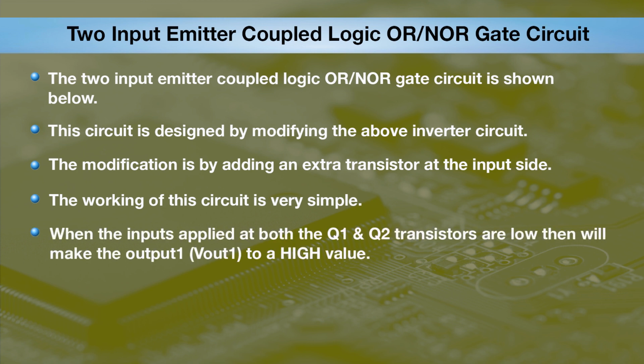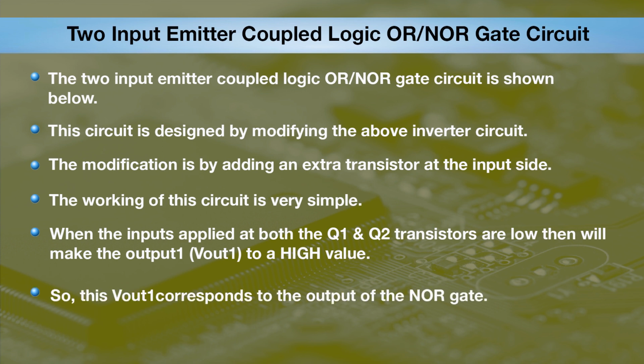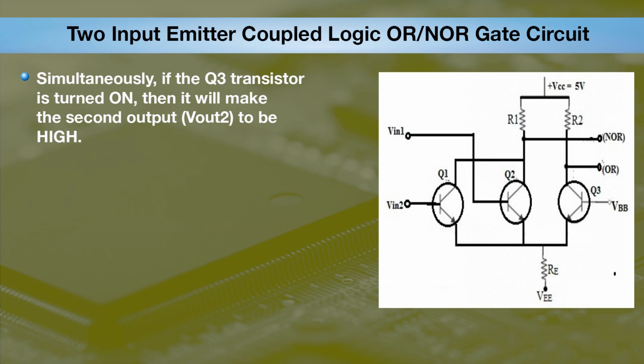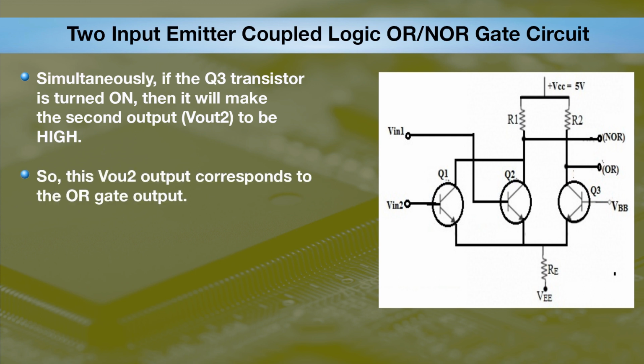When the inputs applied at both the Q1 and Q2 transistors are low, then it will make the output Vout1 a high value. So, this Vout1 corresponds to the output of the NOR gate. Simultaneously, if the Q3 transistor is turned on, then it will make the second output Vout2 high. So, this Vout2 output corresponds to the OR gate output.